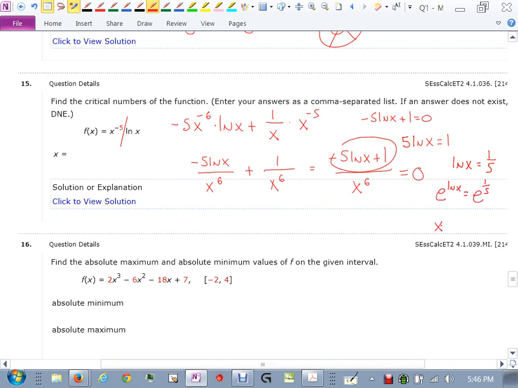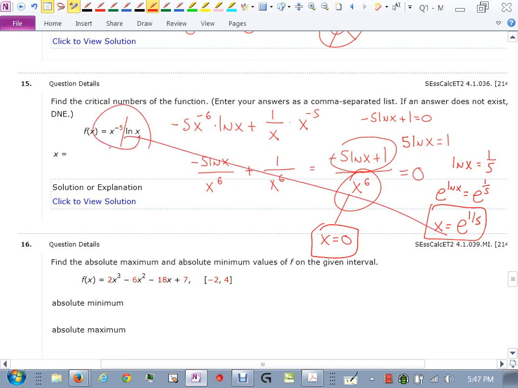And then you get x to drop out on the left, and on the right you get e to the 1/5. So that's one critical number. The other one is when the denominator is 0, but that's going to happen when x is 0. Now we've got to check to make sure these can get plugged in. e can get plugged in here, no problem, so we don't have any domain problems, but 0 cannot, because remember that's 1 over x to the 5th. I cannot plug 0 into that. So I scrap that one. The only answer is e to the 1/5.